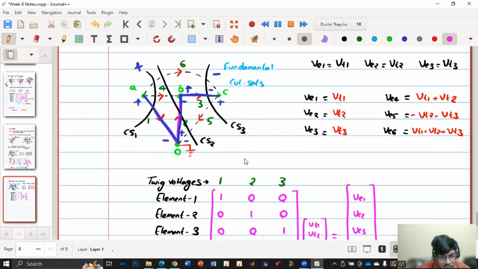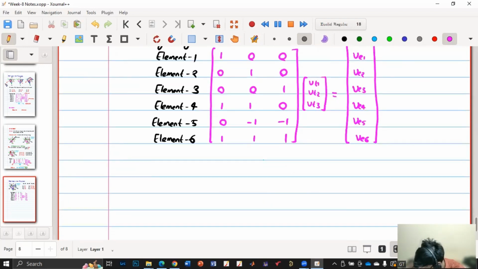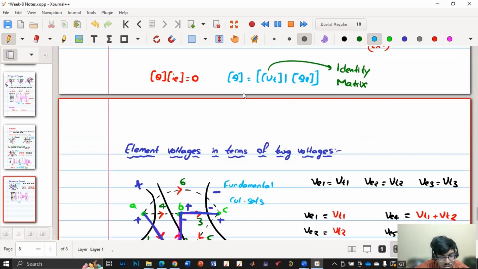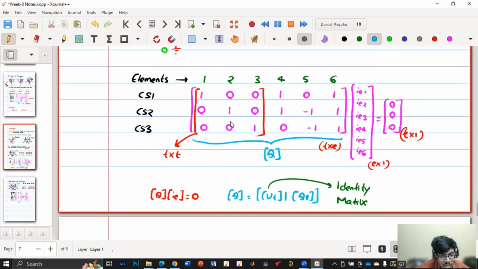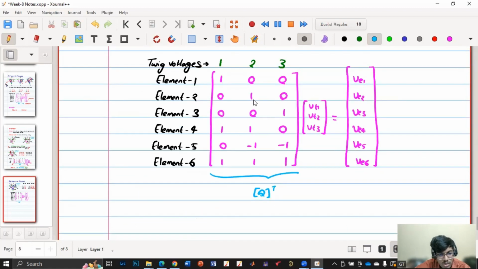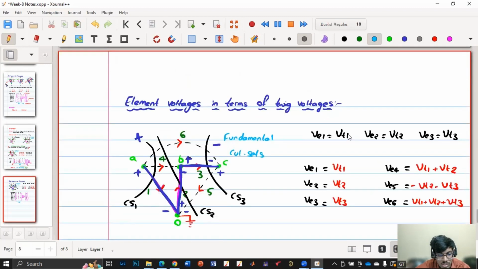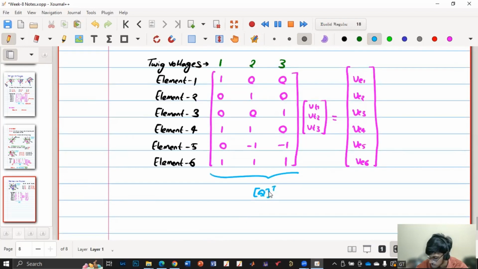And if you see, this is the Q transpose matrix. We can also check whether we are getting the Q transpose or not. The row will become column, column will become row. So the first column here is 1 0 0 1 0 1. The other is 0 1 0 1 minus 1 1. The third column is 0 0 1 0 minus 1 1. So this is the Q transpose matrix.